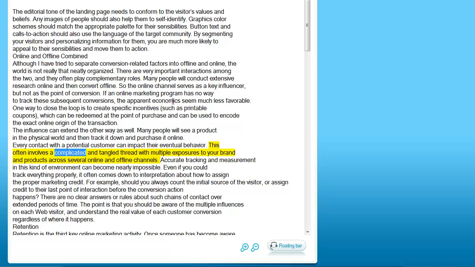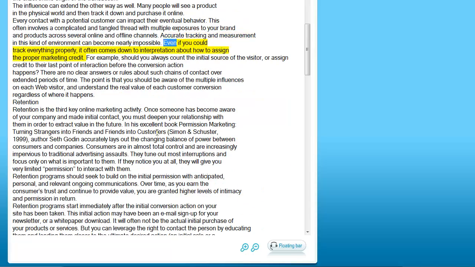This often involves a complicated and tangled thread with multiple exposures to your brand and products across several online and offline channels. Accurate tracking and measurement in this kind of environment can become nearly impossible. Even if you could track everything properly, it often comes down to interpretation about how to assign the proper marketing credit. For example, should you always count the initial source of the visitor, or assign credit to their last point of interaction before the conversion action happens? There are no clear answers or rules about such chains of contact over extended periods of time. The point is that you should be aware of the multiple influences on each web visitor, and understand the real value of each customer conversion regardless of where it happens.